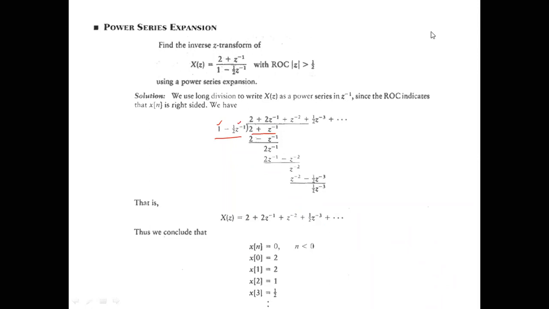Now what we'll do for ROC less than 1 by 2 in this particular case is expand in a power series with positive powers of z. The way we write it here is, instead of 1, I will write it as minus 1 by 2 z to the power minus 1 plus 1.